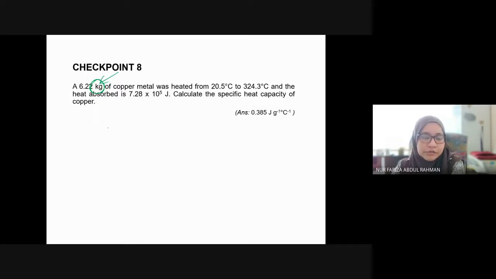Okay, so you're going to be using the same equation, Q is equal to mCs delta T. Let's just go through. Is it endo or exo? A 6.22 kilogram of copper metal was heated from this temperature to 300 degrees. So it was heated, the metal absorbs the heat. Therefore, the metal is endothermic and the surrounding will be exothermic. So if you are required to calculate Q, that means you should get a positive value. But in this one you have to calculate the specific heat capacity.